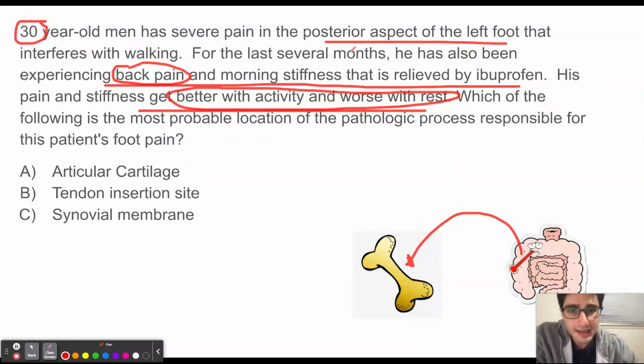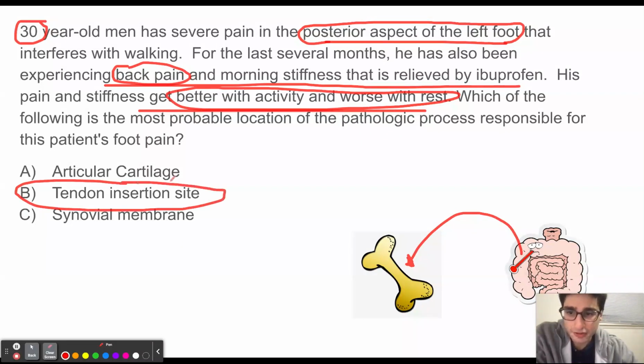Now, a specific finding in ankylosing spondylitis is something called enthesitis, and enthesitis commonly impacts the posterior aspect of the foot. This is Achilles tendinitis. And the sites that are commonly impacted are sites that are already under high mechanical stress, like tendon insertion sites and ligaments. So, the answer is going to be B, tendon insertion site.